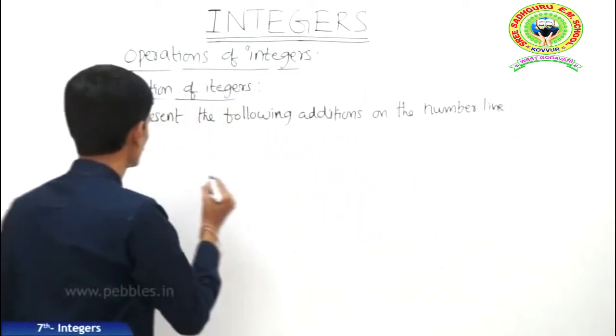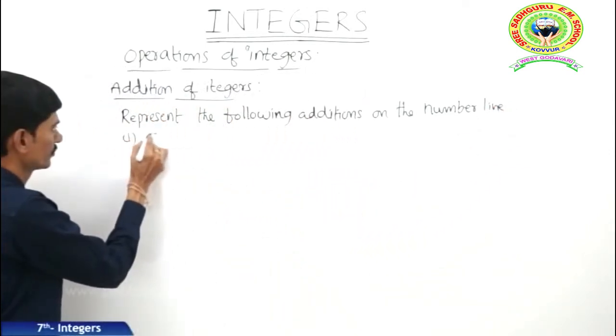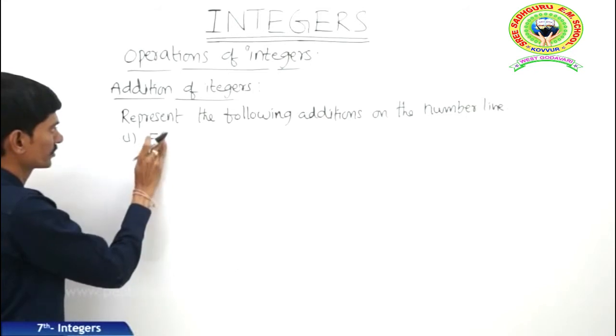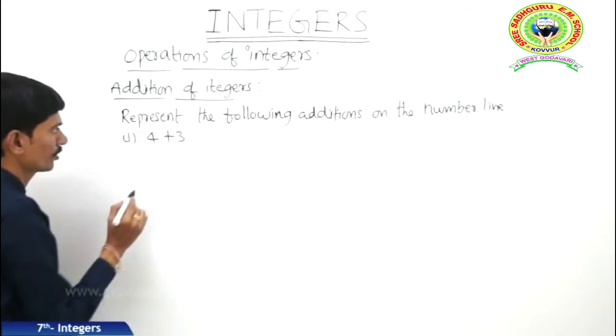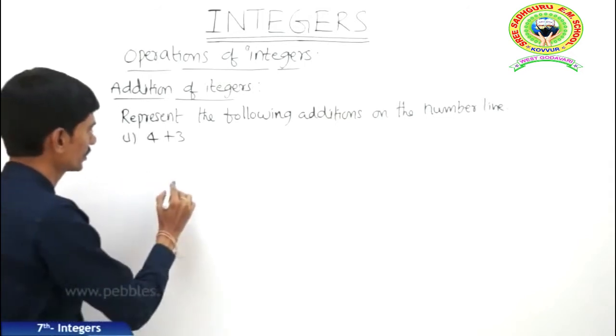Now the first addition is 4 plus 3. Now how to represent the addition 4 plus 3 on the number line?